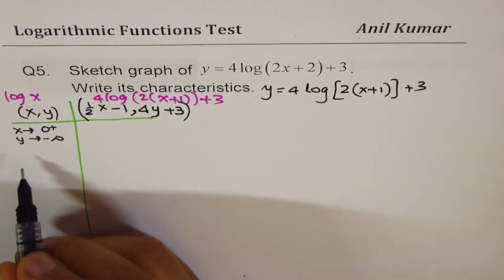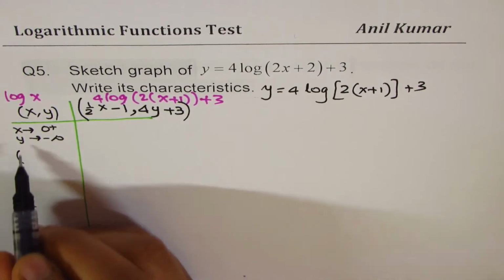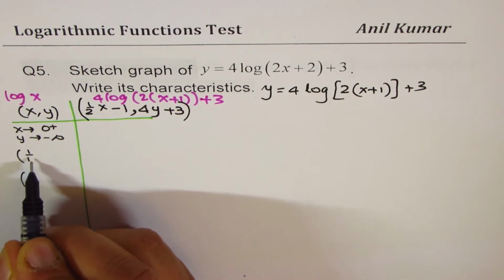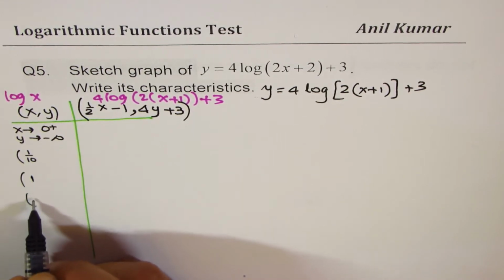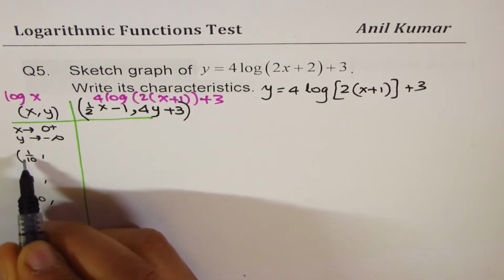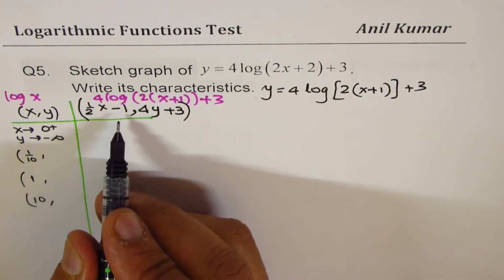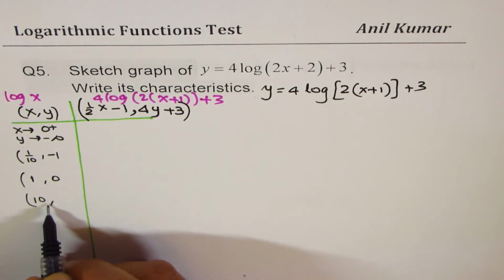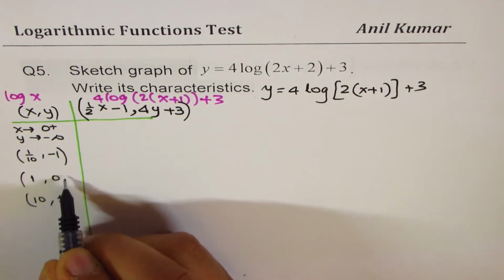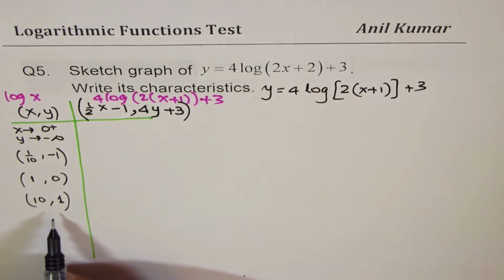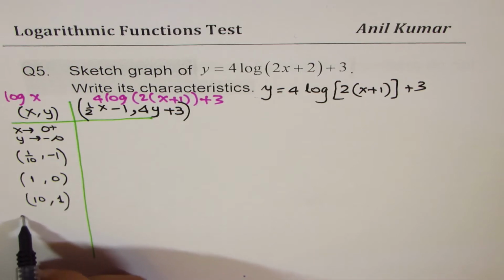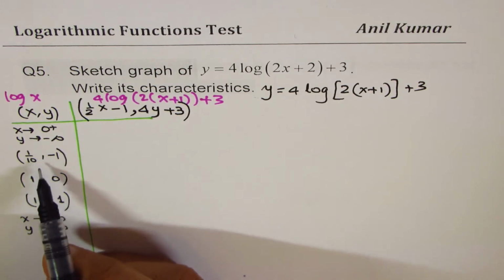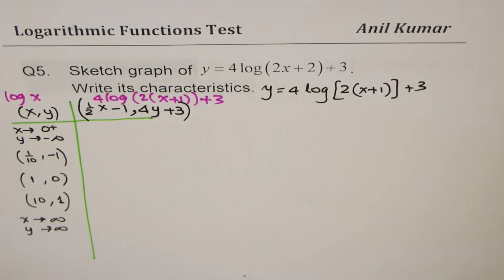Then we consider 3 points where the x values are, when the base is 10, we'll take x values as 1 over 10, correct? We'll take 1 and 10. For 1 over 10, the value is going to be minus 1. For 1, it is going to be 0, and for 10, it is going to be 1, correct? So these are 3 key values which you should always consider. And the fifth characteristic is when x approaches infinity, y approaches infinity. So in a way, that gives you 5 points.